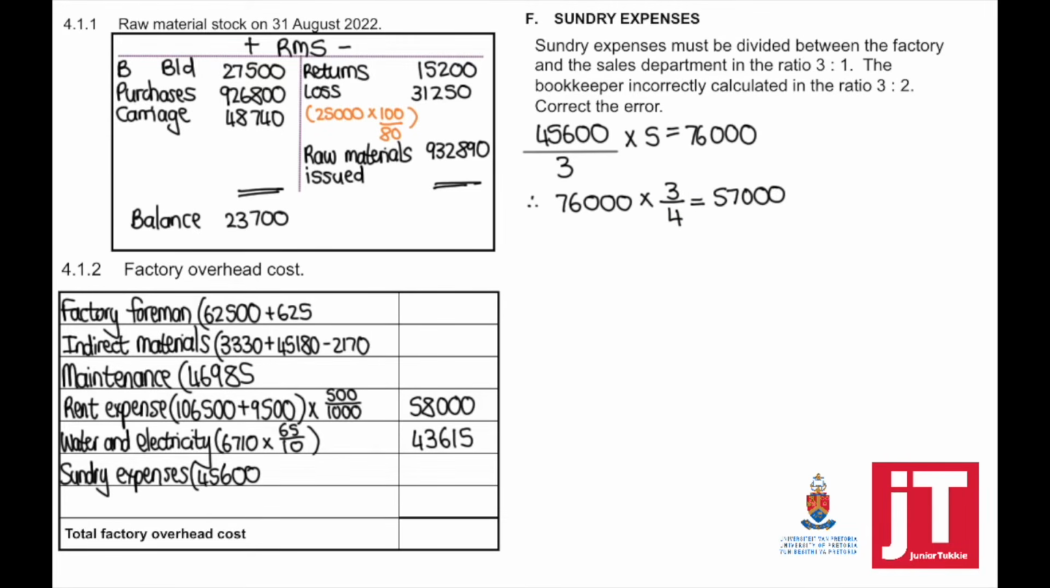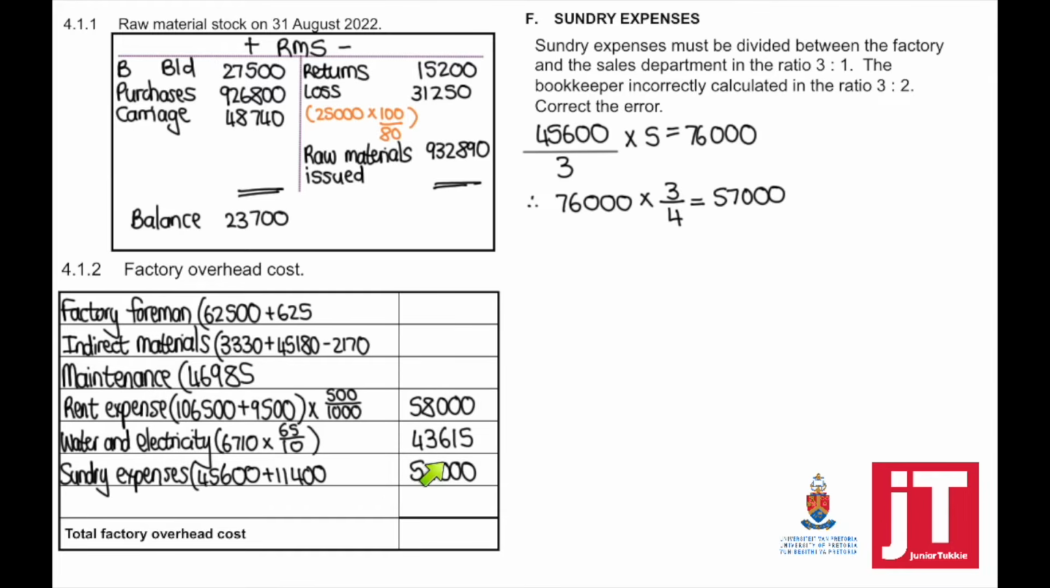Remember, it said it should be divided in the ratio 3:1, but the bookkeeper incorrectly calculated it in the ratio 3:2. So take note of my approach. So my factory overhead cost should be 57,000 for sundry expenses. It was calculated at 45,600. So the difference, it was actually understated by 11,400. This is what I'm looking for.